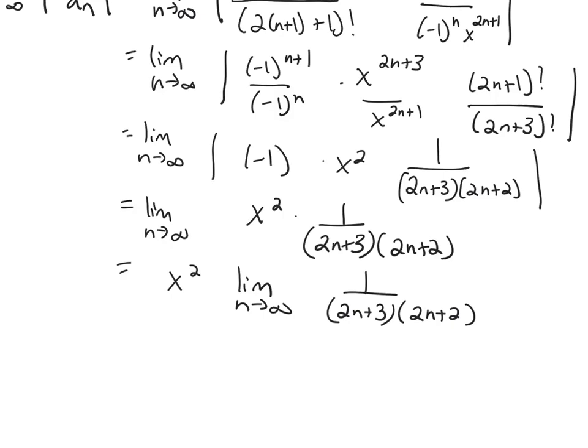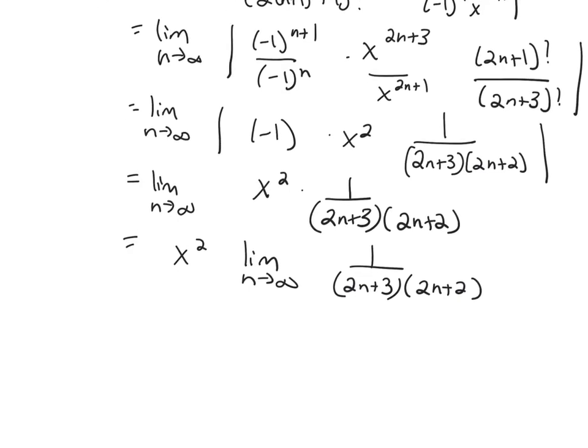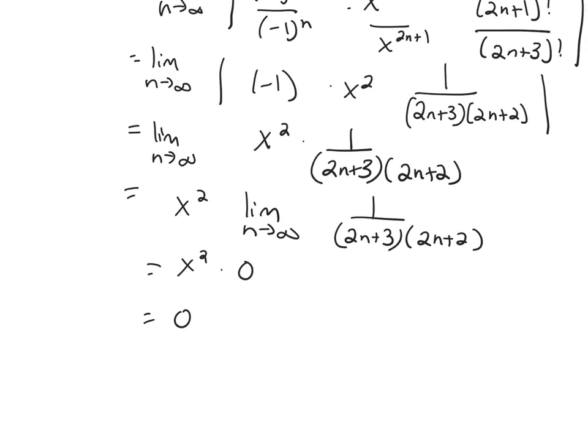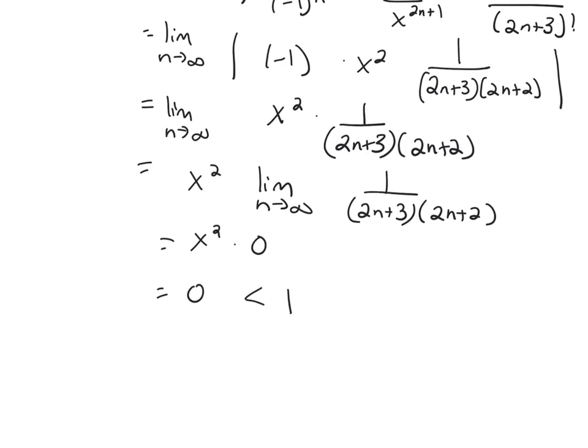So I get the same thing I got in the last one. I get x squared times 0. I get 0 for this limit, which means no matter what, I'm always getting a number less than 1. So this thing always converges. So again, our radius of convergence is going to be infinity here.